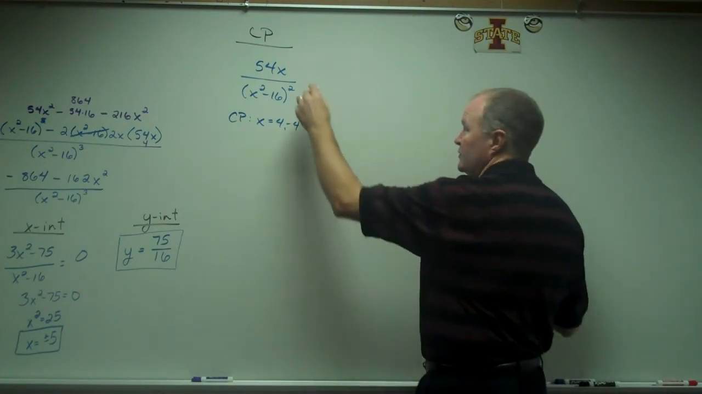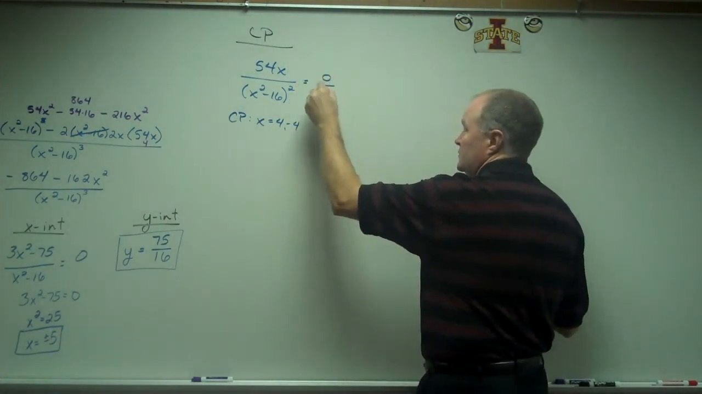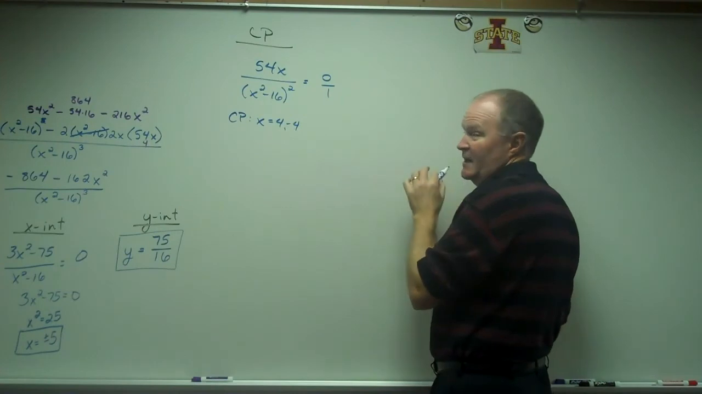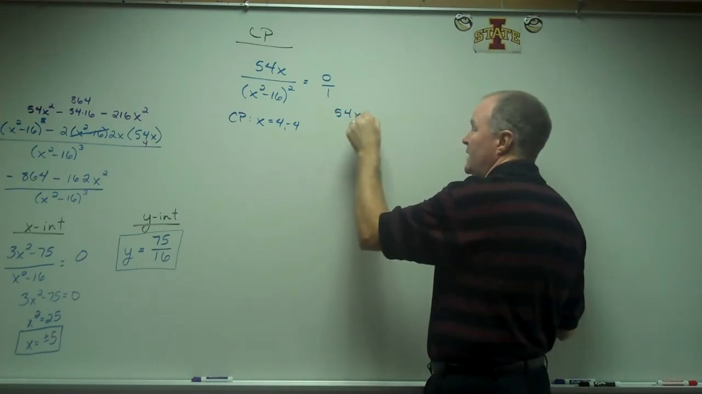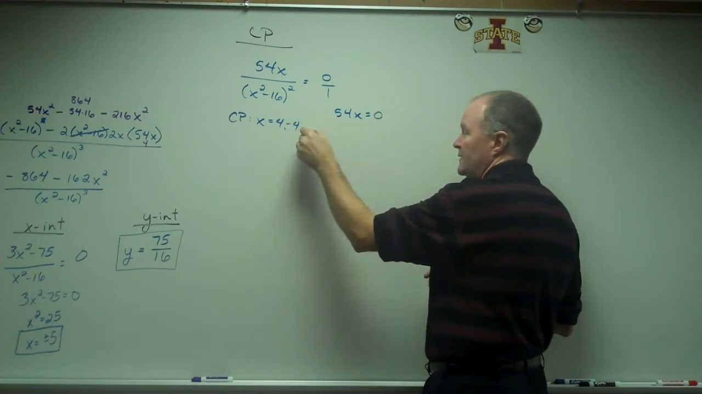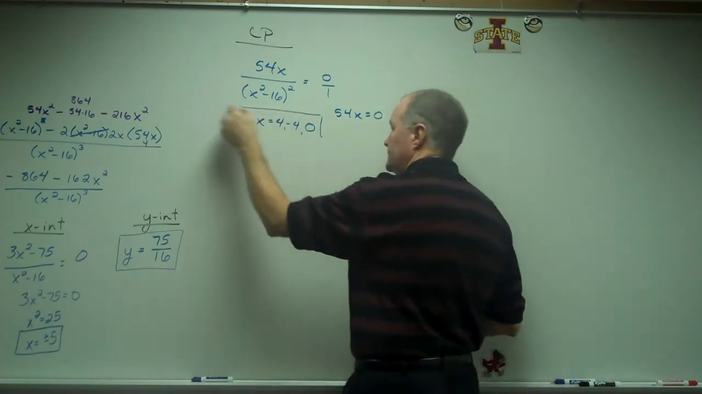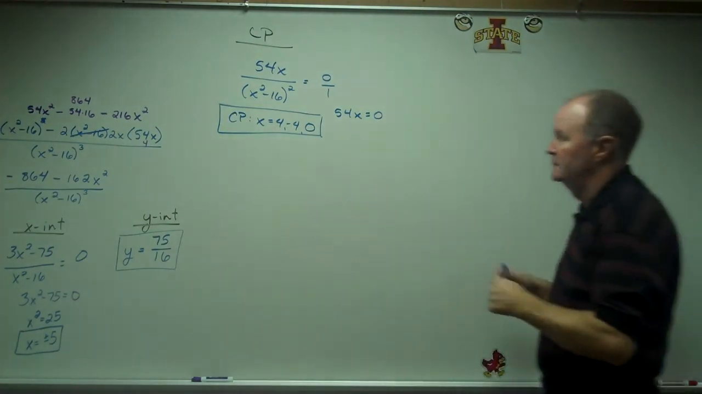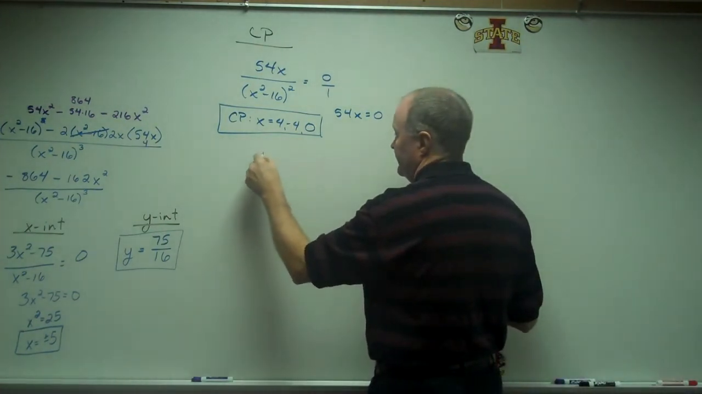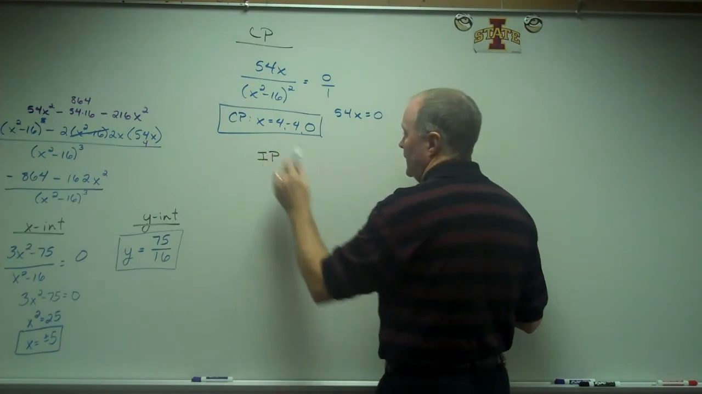Where are the type 1s? Do I have any? I end up with 54x this time equals 0, so I got a 0. Got 3 of them. That's a lot of work. IPs.